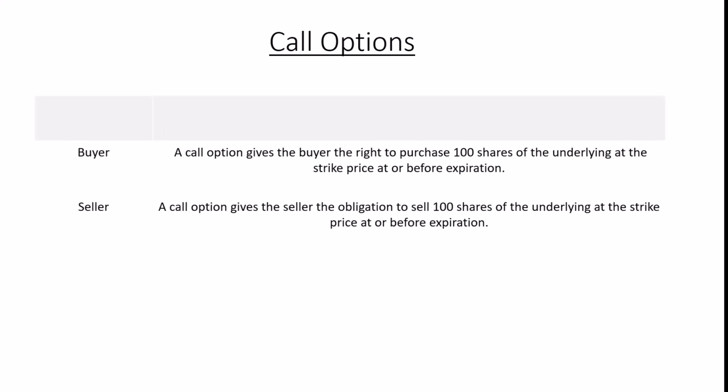Now, let's go over to call options. What is a call option and precisely what rights or obligations are entailed by call options? A call option gives the buyer the right to purchase 100 shares of the underlying at the strike price at or before expiration. And similarly, a call option gives the seller the obligation to sell 100 shares of the underlying at the strike price at or before expiration.